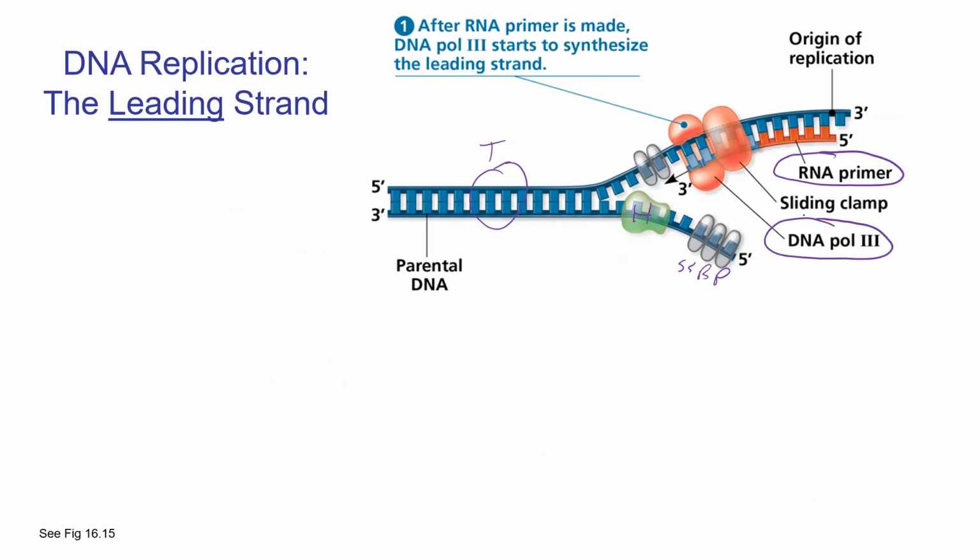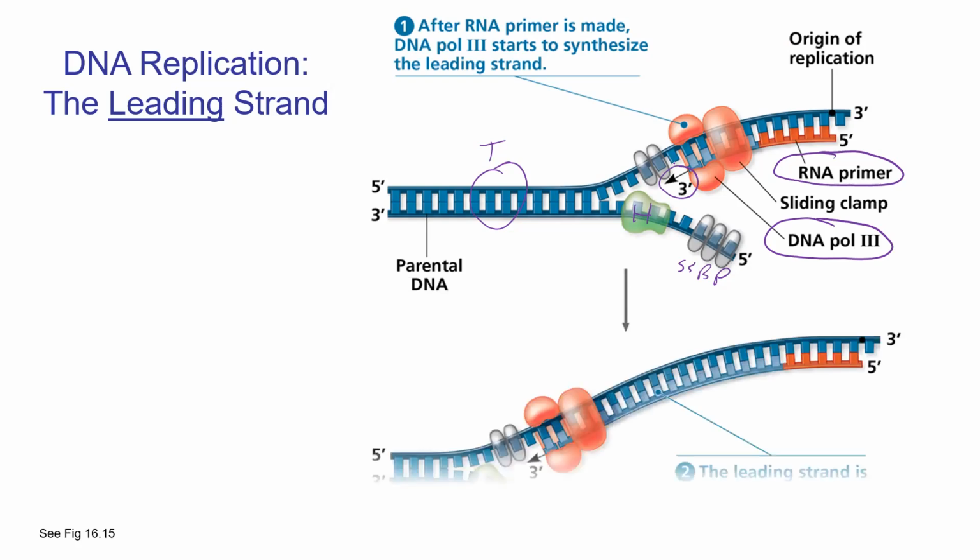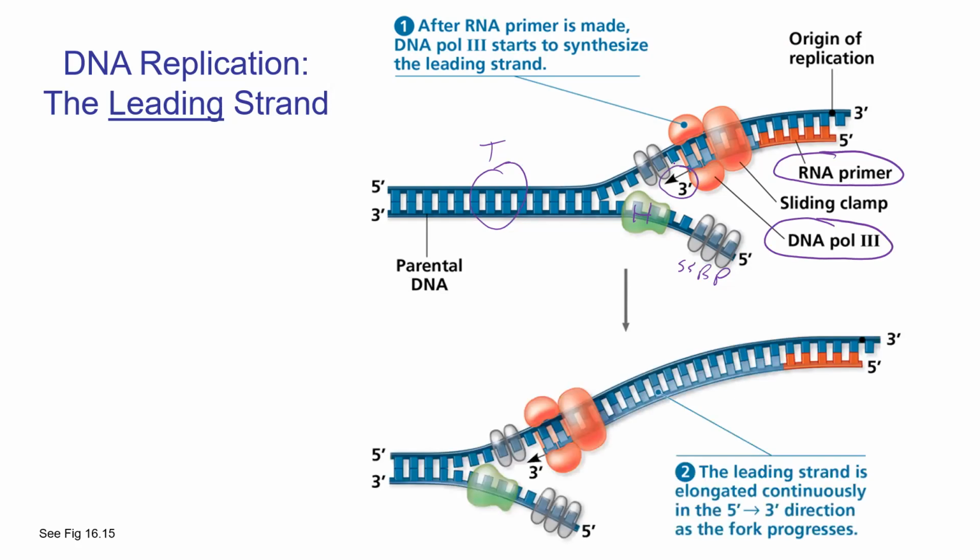So there's DNA polymerase 3. Ignore that sliding clamp. If you want to learn about the sliding clamp, that's fine. And so notice it's adding new nucleotides onto the 3' end, and there it goes. So they're going to be complementary, so A pairs with T, G pairs with C, and so on. And so you can see it's moving along and making more DNA. And that's pretty much the leading strand.